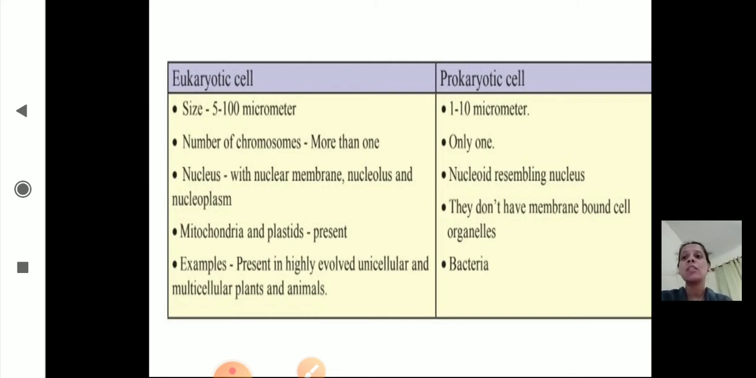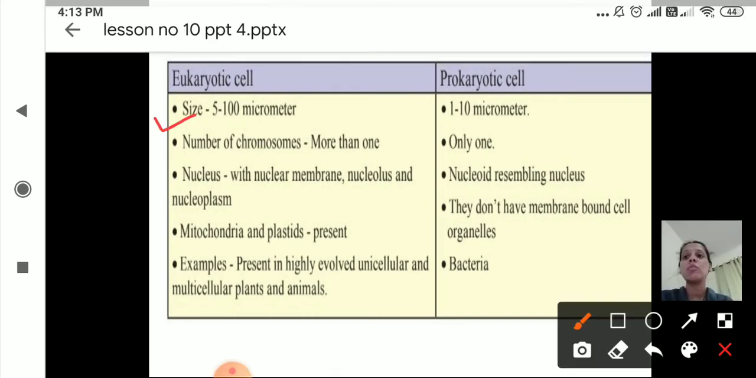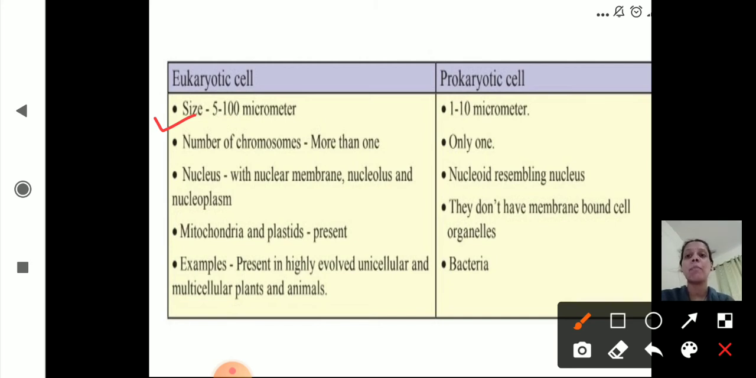The first one is size. The size of the eukaryotic cell is 5 to 100 micrometer, and the size of the prokaryotic cell, which is present in bacteria, is 1 to 10 micrometer. Now the number of chromosomes: eukaryotic cells have more than one chromosome, and prokaryotic cells have only one chromosome.